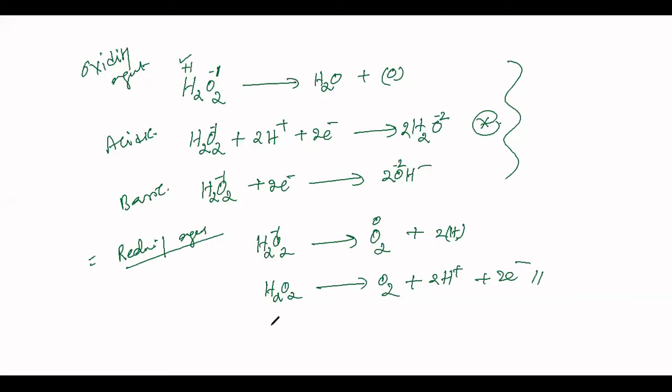In basic medium also you can write H2O2 plus OH-. This should give H2O plus oxygen has to be liberated plus 2 electrons. If you balance this, this has to be 2 because charge has to be balanced, and you can write this as 2. These equations are important. Hope all of you noted this now, right?